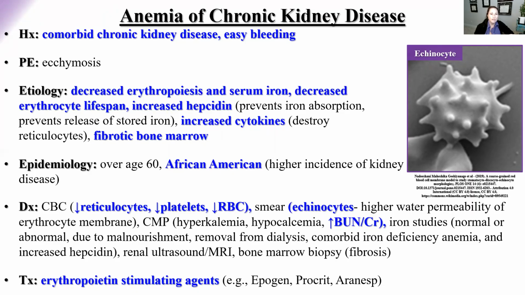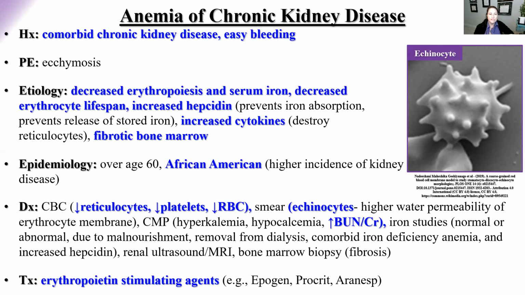Remember that anemia is the result of chronic kidney disease. So it's usually somebody over the age of 60, because this is not something that just happened overnight. On our CBC, we're going to see a decrease in reticulocytes. Those are the little baby red blood cells. Decrease in platelets, another reason why they have easy bleeding, and a decrease in red blood cells, hence the anemia.